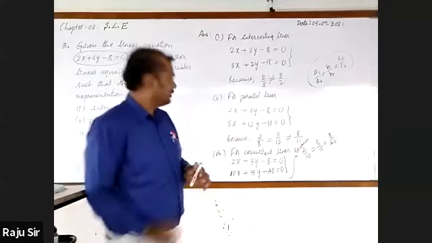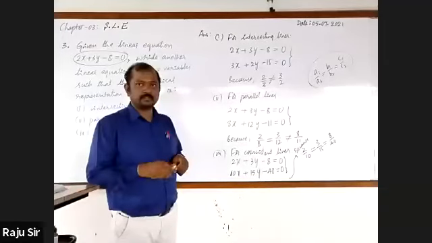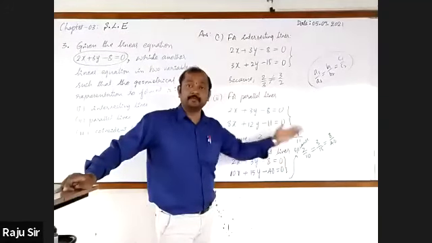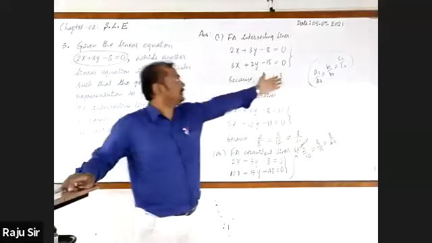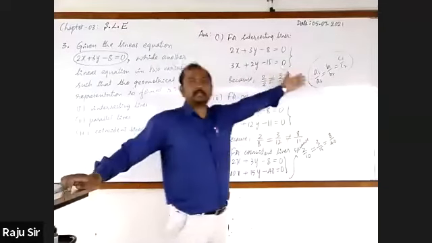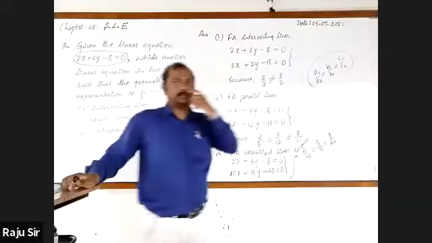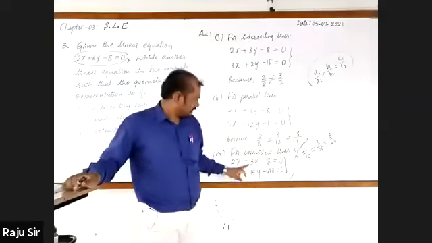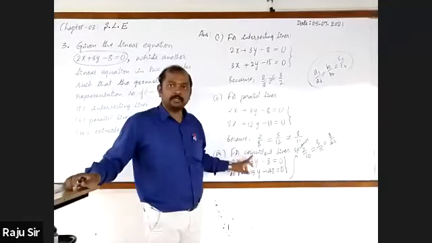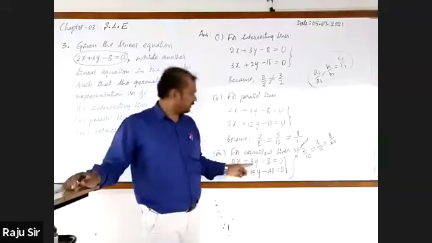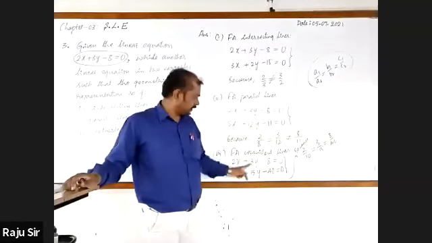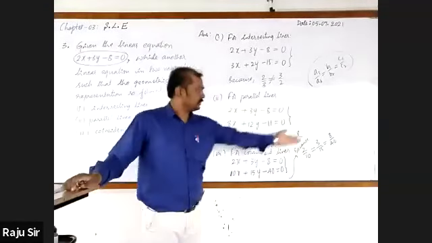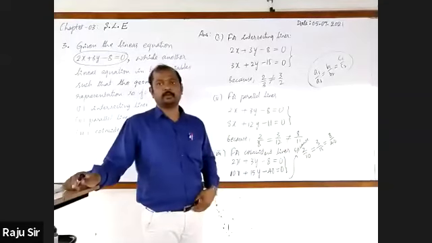It's very simple. For coincident lines, the equations have infinitely many solutions, which means they satisfy the condition A1 by A2 is equal to B1 by B2 equal to C1 by C2. To satisfy that condition, for the first equation we multiply by the same number. Here I have taken 5. So 5 2s are 10, 5 3s are 15, 5 into minus 8 is minus 40. When you find the ratios, you'll see all three are equal.